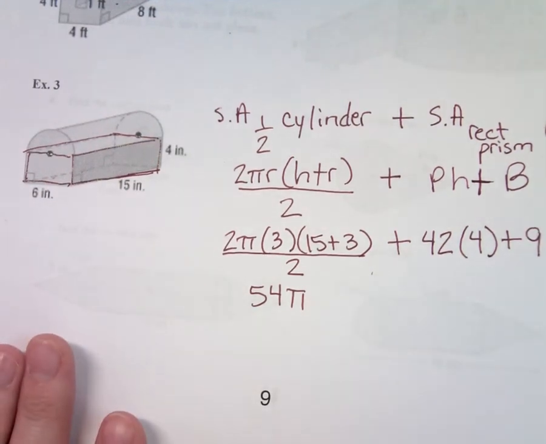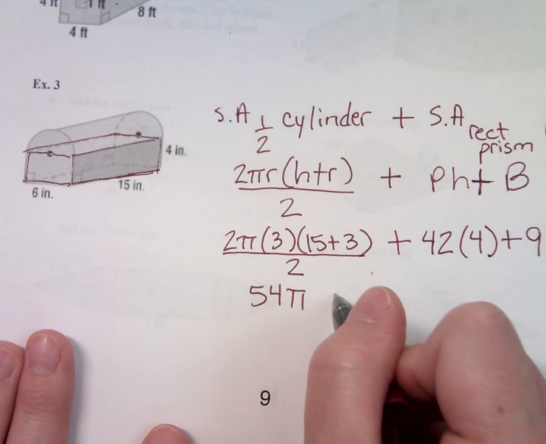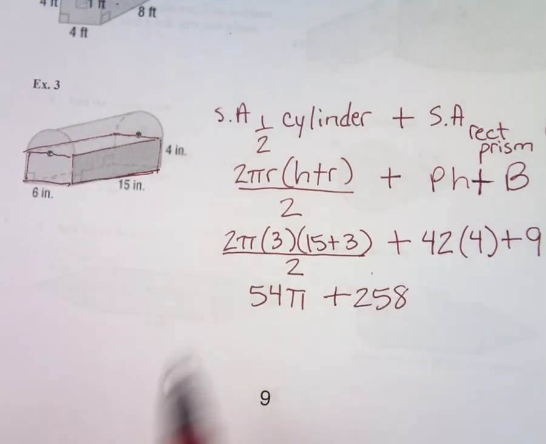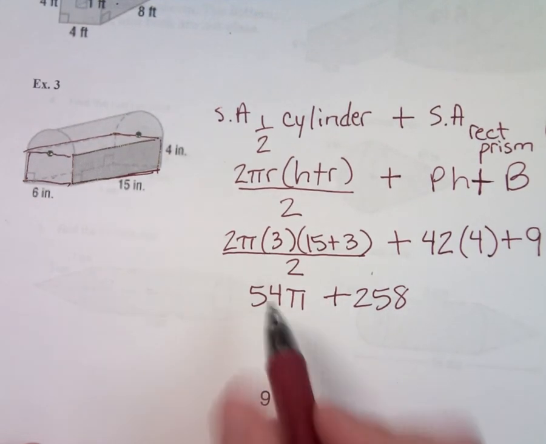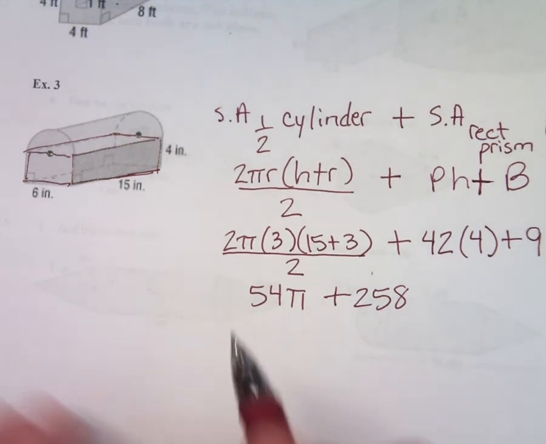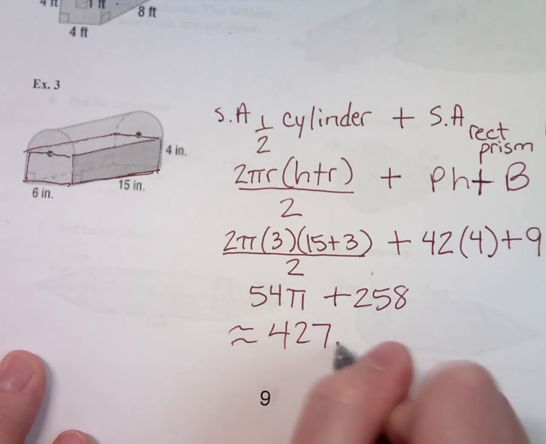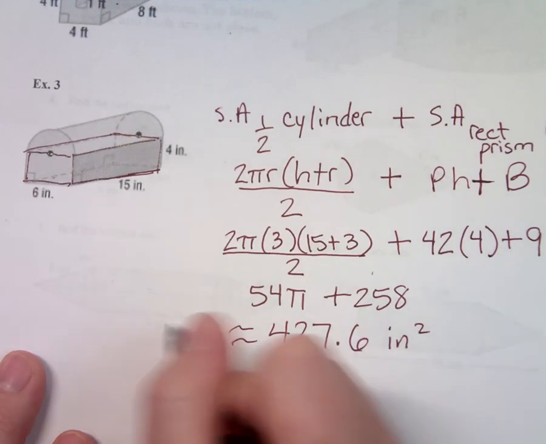Okay, so what do we get if we work just that part out? 258. Okay, give me a final answer, but there won't be pi in it. So put the 54 pi in your calculator plus the 258 and give me the answer to the nearest tenth. 427.6. Yeah, it should be 427.6. And this is inches squared.